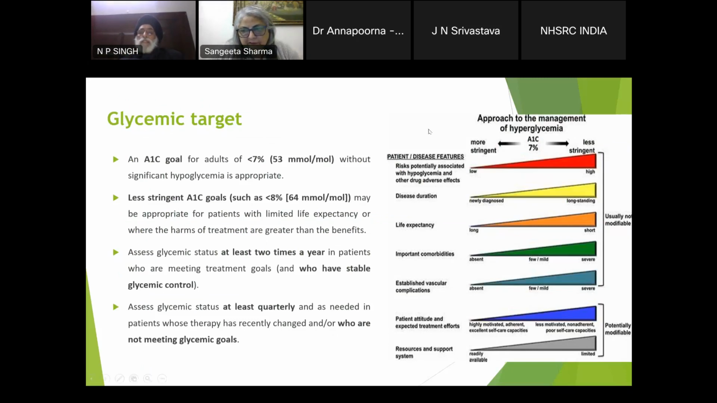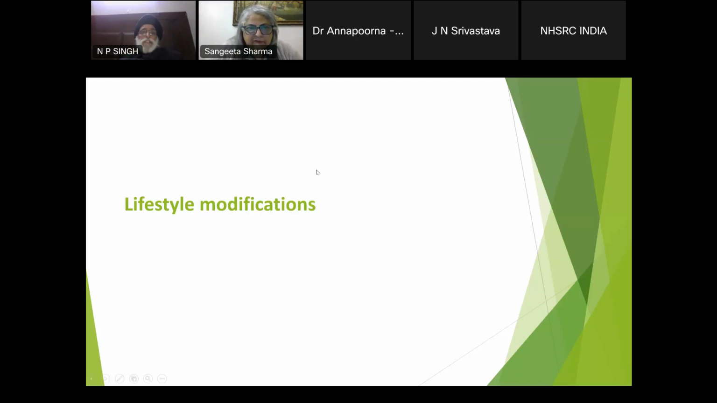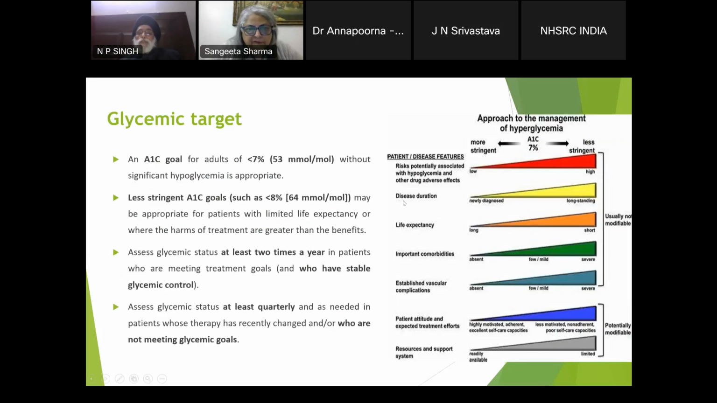It can be as strict as less than 7% in patients who have fewer chances of side effects, who are newly diagnosed, whose life expectancy is longer, who have no comorbidities, who do not have a vascular complication, and who are highly motivated, adherent, and readily available. That is, finances are available.